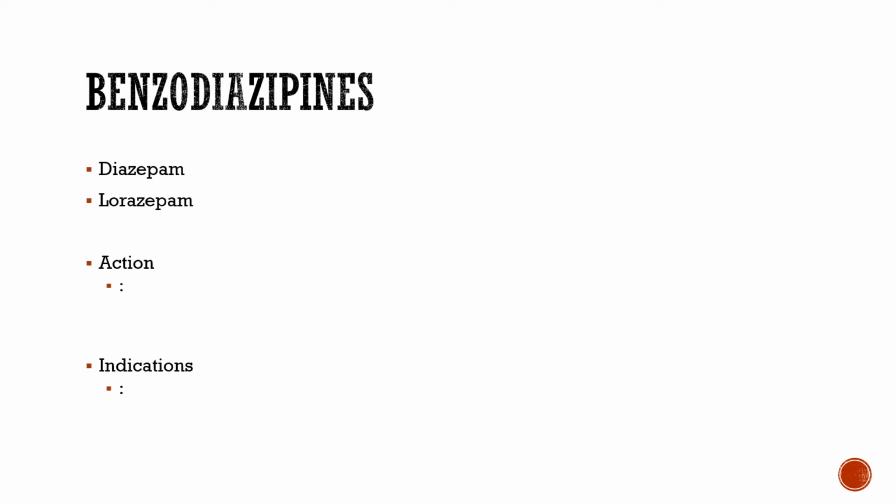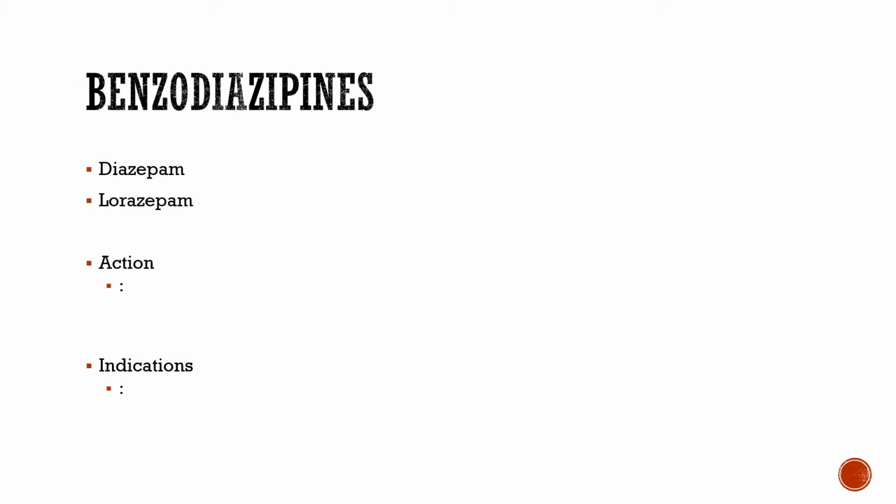Benzodiazepines, we talked about these with the last lecture. Let's talk about them again a little bit more here. Diazepam, clonazepam, lorazepam, all those are benzodiazepines. These work to potentiate GABA, right? That's their action. They decrease CNS excitability, stabilizing nerve membranes, and they do that through GABA.